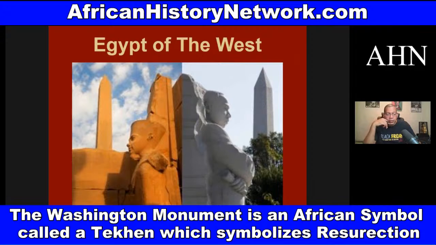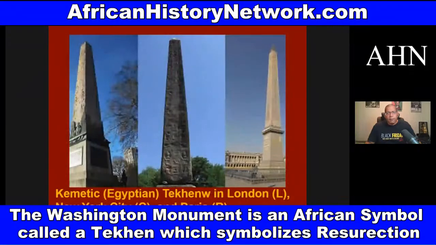And here we see the Tekken, which the Greeks called an obelisk. And we know there are approximately 1,200 Tekkenu, plural, in ancient Kemet. And this is a symbol of resurrection coming from the mythology of Asar, Aset, and Heru, who the Greeks called Osiris, Isis, and Horus. And the Washington Monument is a Tekken also, okay? The Washington Monument, we know George Washington was a Freemason. The Washington Monument is a Tekken, it's 555 feet tall.